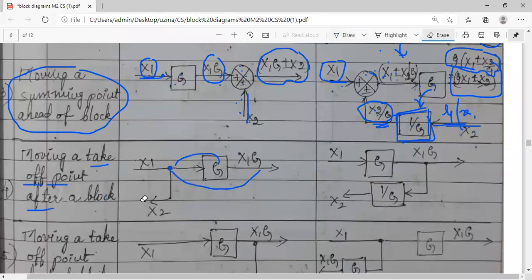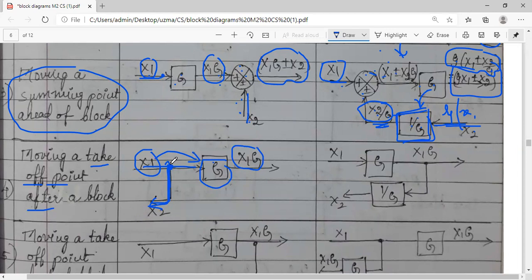Let's see how. In the original block, you have the inputs x1 and x2. Actually, x2 is not the input, because if you see the direction, it is splitting here. So I can't take x2 as the input. From this point, it is getting diverted. So x1 is the input for this block. No doubt from the takeoff point, it is getting split into some other direction. So for this gain block, x1 is the input. So what is the output? It is x1 into g.